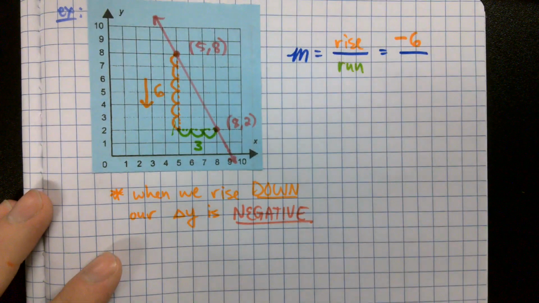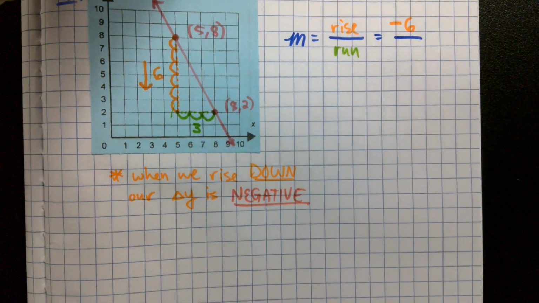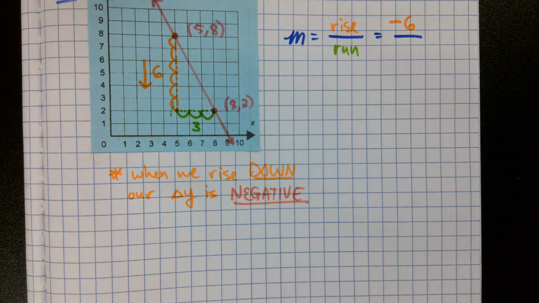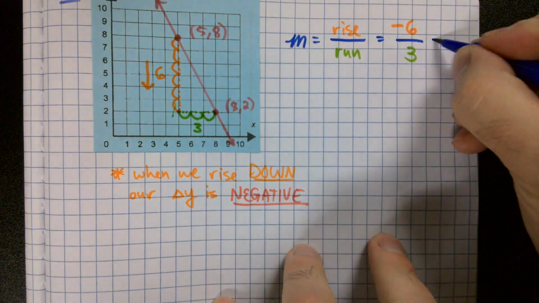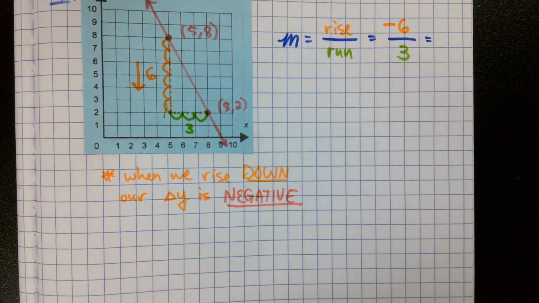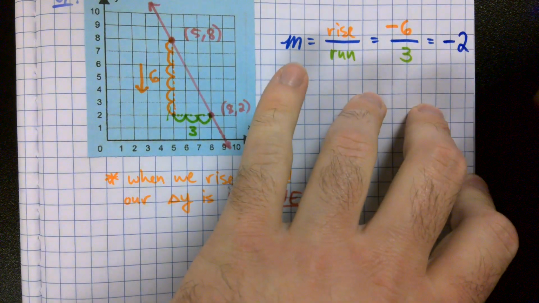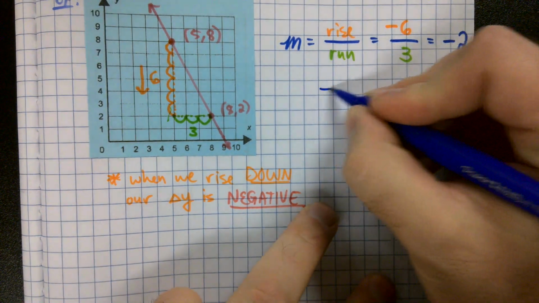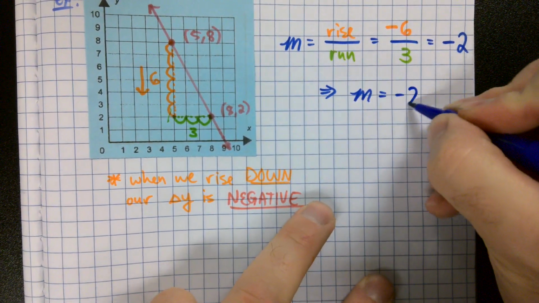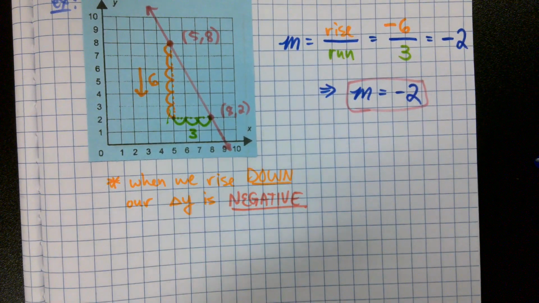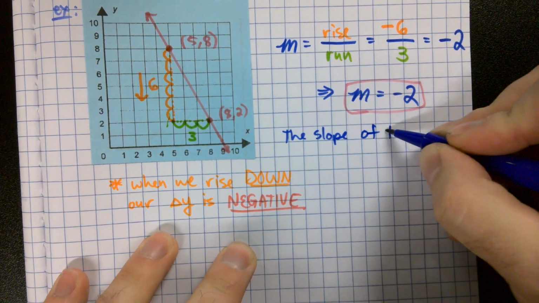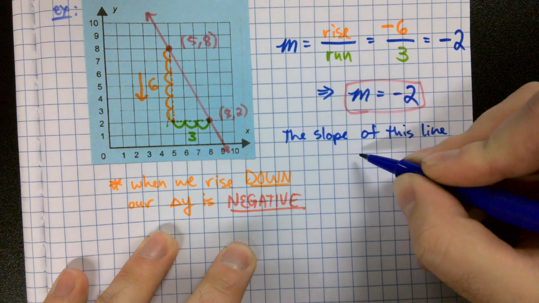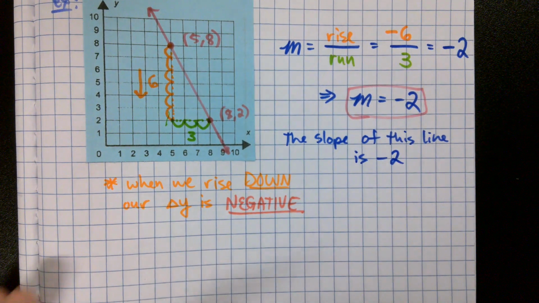This is why we always start with the leftmost point, so we can tell right away whether we have a positive slope or a negative slope. How many units was our run? 3. Can we simplify -6 divided by 3? Yes. What do we get? -2. Therefore, m is equal to -2. The slope of this line is -2.